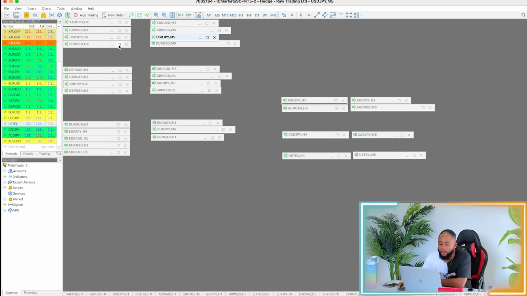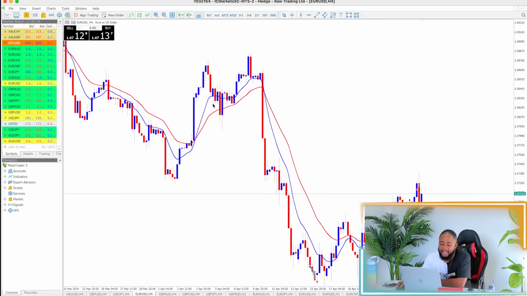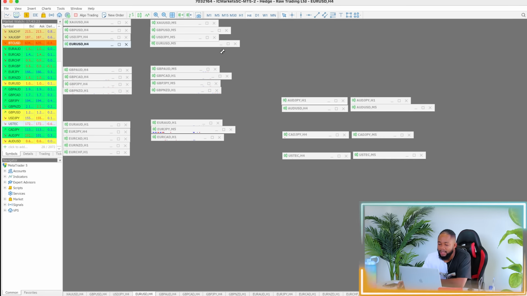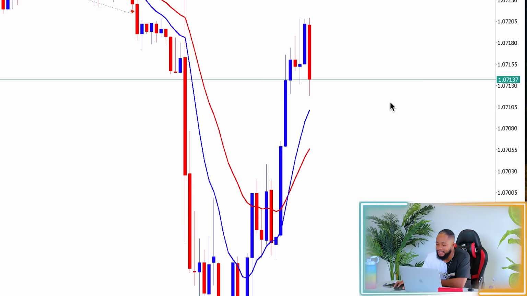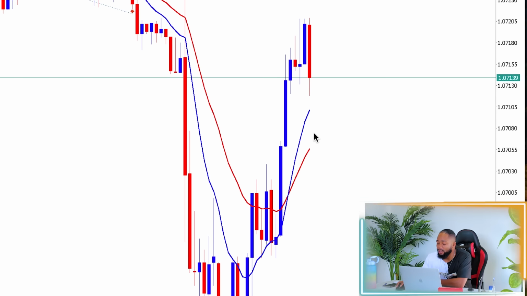Let's quickly go to Euro USD. On Euro USD, we can confirm that the market is buying on the higher time frame. Let's quickly go to the lower time frame. We need to confirm if the market is also buying on the lower time frame. Voila, the market is buying on the lower time frame.